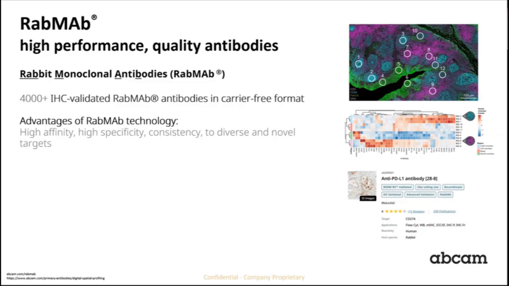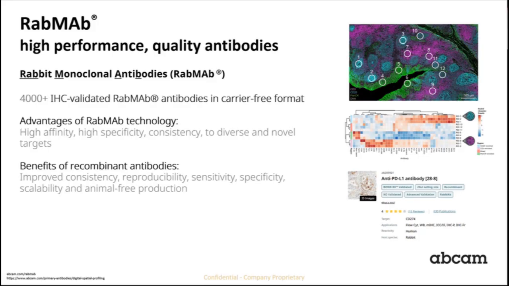So the reason for choosing rabbit is really due to the intrinsic rabbit's ability to mount an immune response against a broader range of compounds, and thus providing a higher affinity and specificity antibody than that using mouse or rat. We also further apply our proprietary recombinant technology to our rabbit monoclonals to produce recombinant RabMAb antibodies with improved consistency, reproducibility, sensitivity, specificity, and scalability.